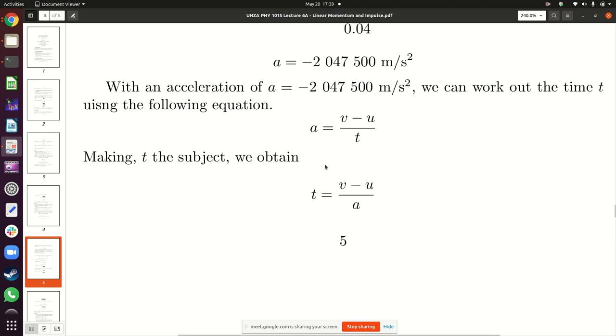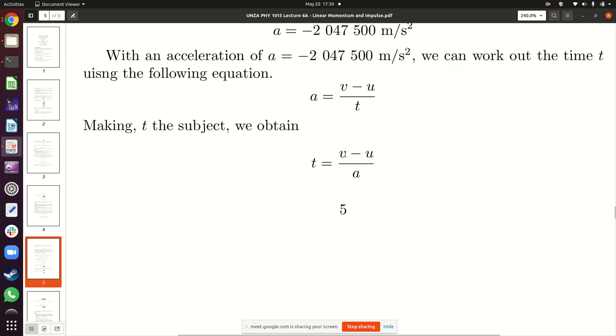Since we have got acceleration, we know there's a relationship: a is equal to v minus u divided by t. So if we make t the subject of the formula here, we end up having t is equal to v minus u divided by a. So we can use this relationship to find how much time it's going to take the bullet to pass through the plastic. The final velocity of the bullet is 90 meters per second.